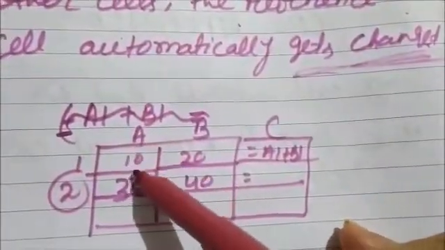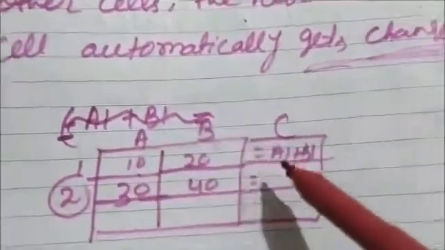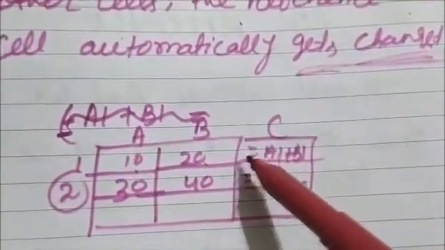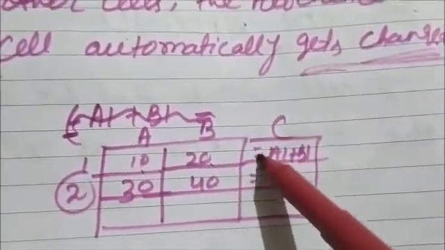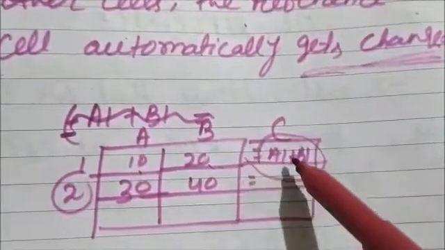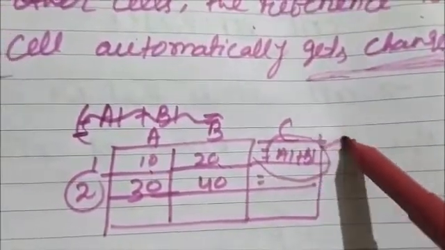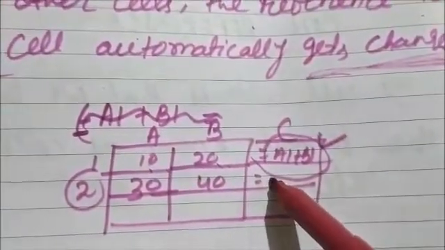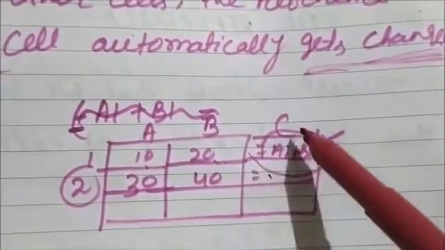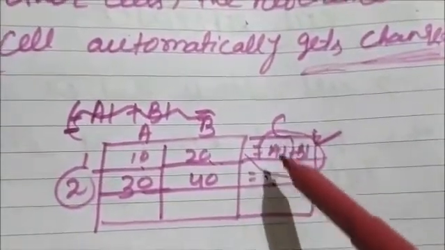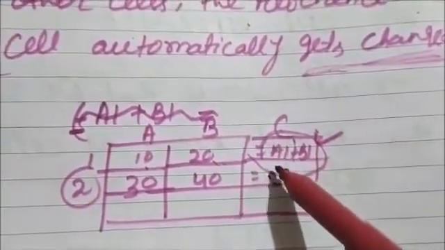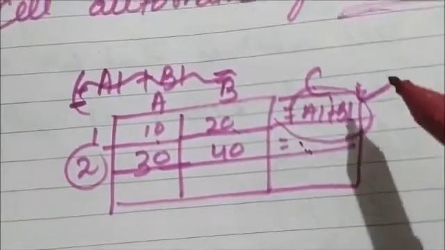Suppose A1 is 10, B1 is 20. So if I am adding A1 and B1, this is the formula: A1 plus B1. Instead of typing the formula here, I copy this formula to here. Now when I copied this formula, copy means what? Duplicate copy. So what happened here?